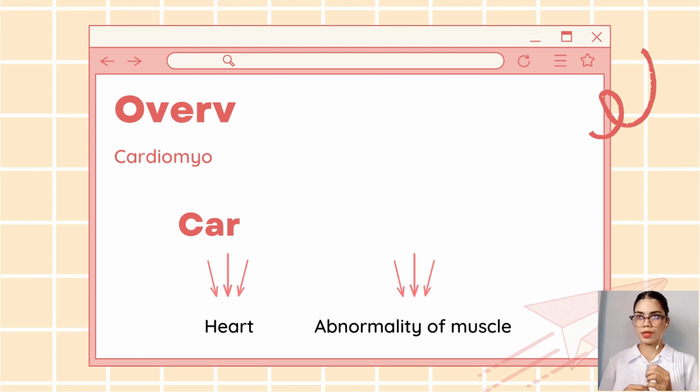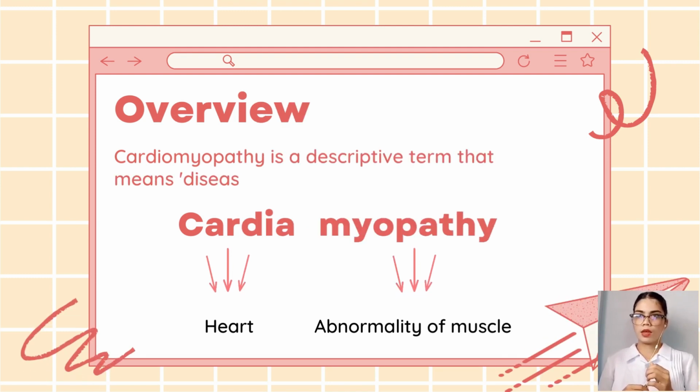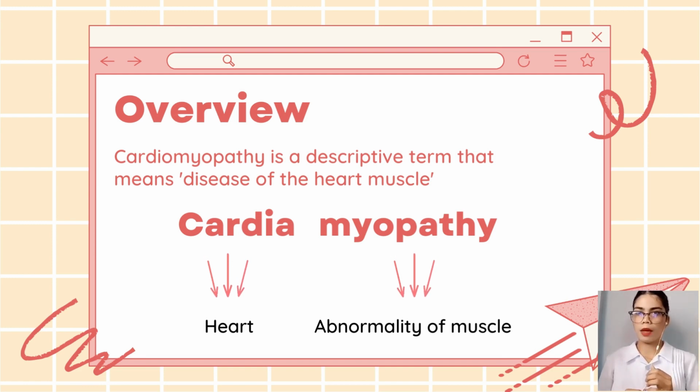First, what is cardiomyopathy? It is a descriptive term that means disease of the heart muscle. Cardia, from the word cardia, means heart, and myopathy means abnormality of muscle. So, disease of the heart muscle. When talking about cardiomyopathy, it focuses on the ventricular heart muscle, the bottom two chambers of the heart. It primarily affects the myocardium itself, making it harder for the heart to pump blood. It also reduces blood output and may lead to heart failure.